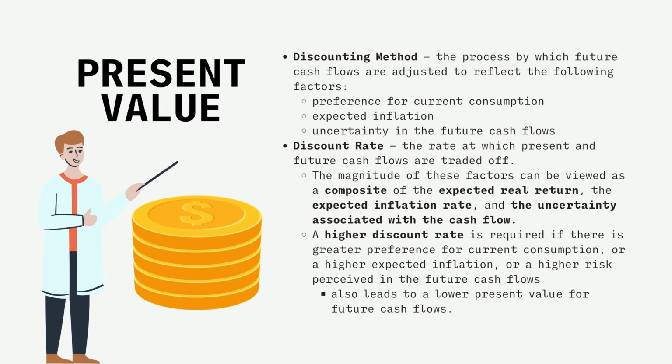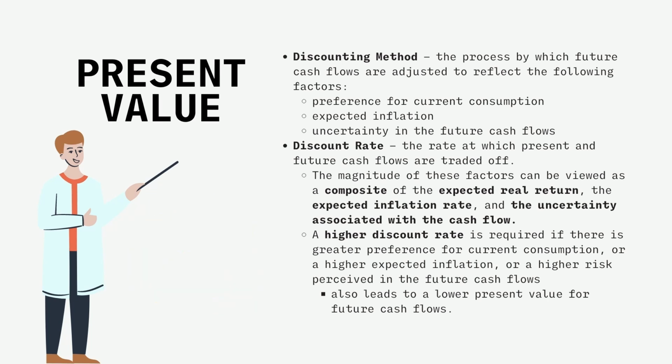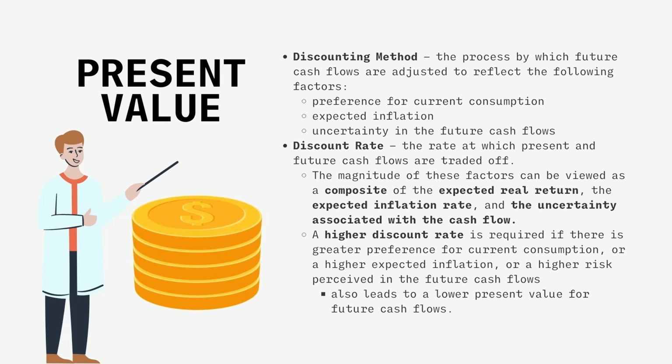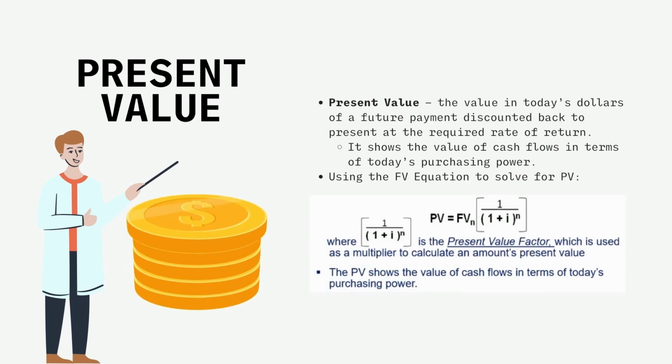Therefore, a higher discount rate is required if there is greater preference for current consumption, or a higher expected inflation, or a higher risk perceived in the future cash flows. And a higher discount rate will also lead to a lower present value for future cash flows. Present value is the value in today's dollars of a future payment discounted back to the present at the required rate of return. It shows the value of cash flows in terms of today's purchasing power.